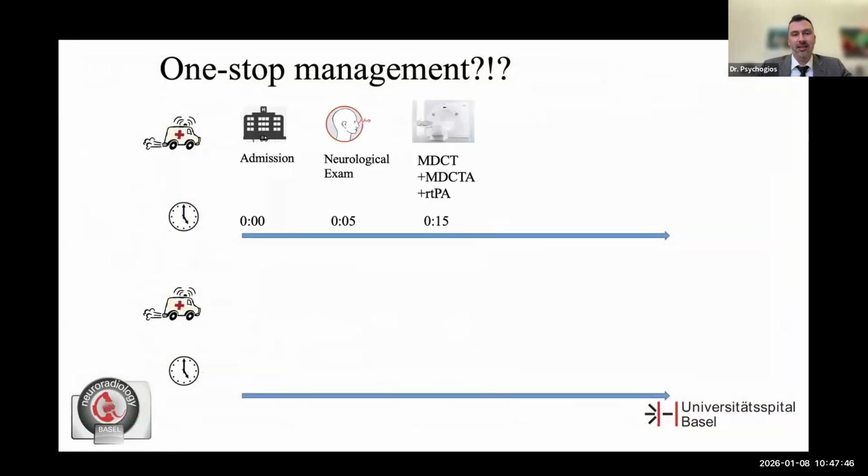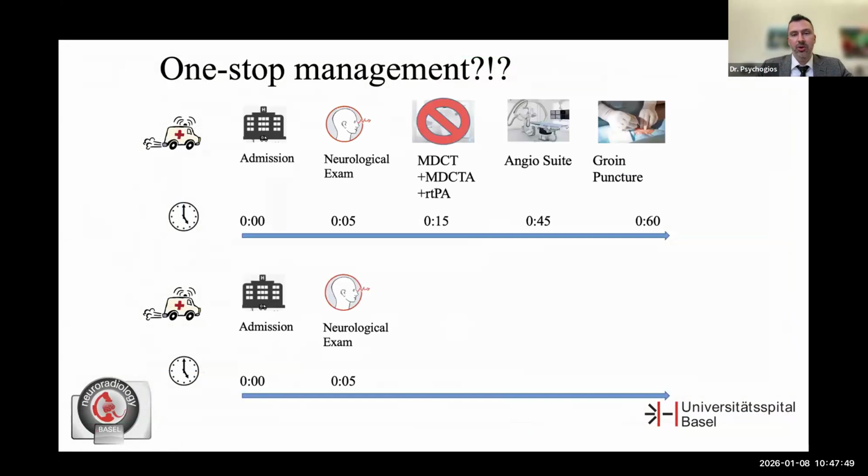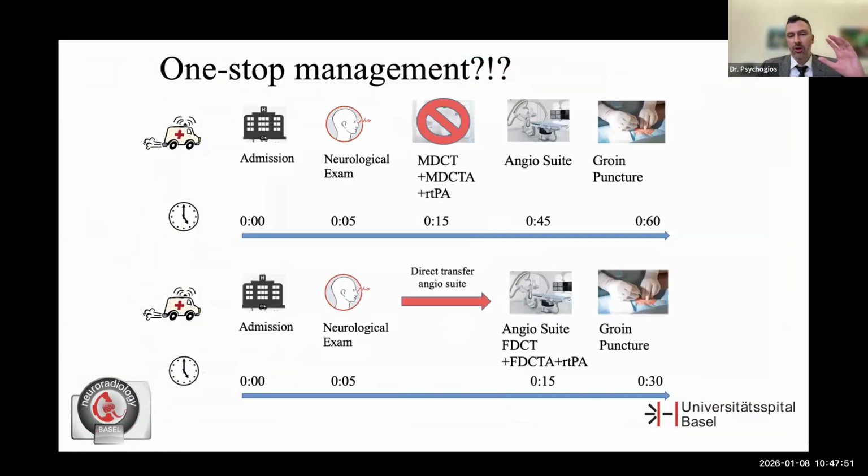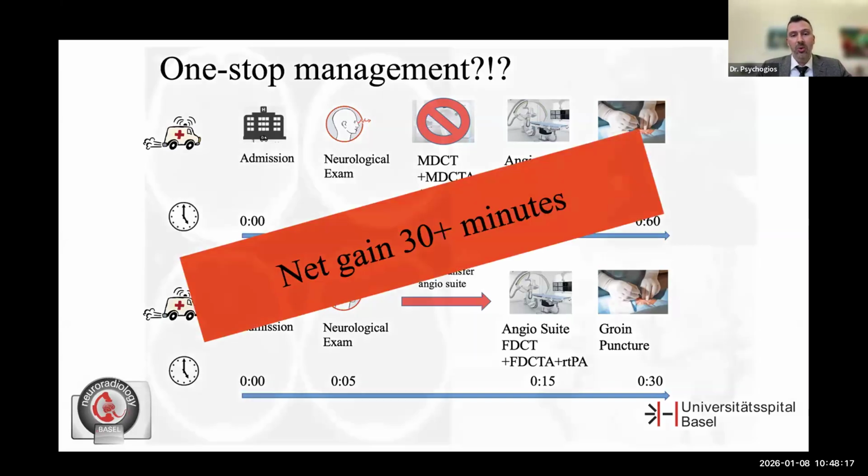How do we become faster? We've been discussing this for a lot of years now, doing this one-stop management where you go directly to the angio, and you do CT, CTA, and CT perfusion now in the angio, right? So even for your mothership patients, you don't only have to do this for your drip and ships, you can also do this for your mothership patients. We do this in Basel right now. You do the whole imaging in your scanner, in your angio suite. You can do this with the Siemens machine, and then you can analyze it with RAPID, and you gain time.